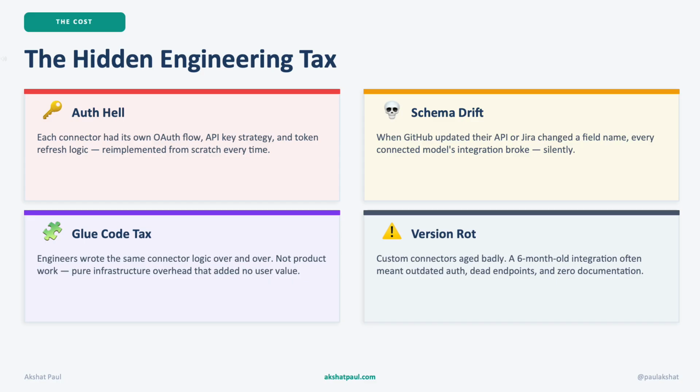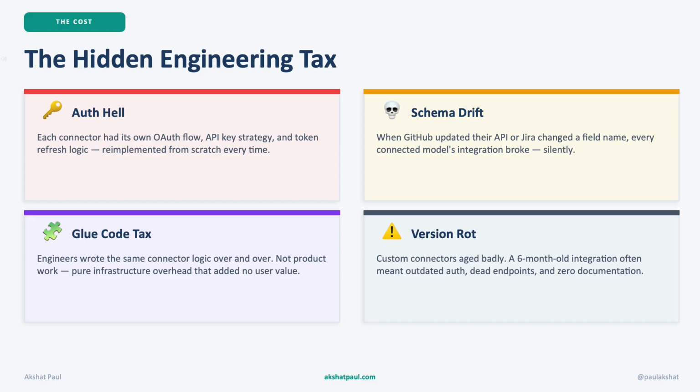Third, glue code tax. A huge percentage of engineering hours was going into pure infrastructure overhead, writing the same mapping logic, the same retry handlers, the same error normalization for every integration. None of this was product work. None of it moved the needle for users. It was just the cost of keeping the lights on.